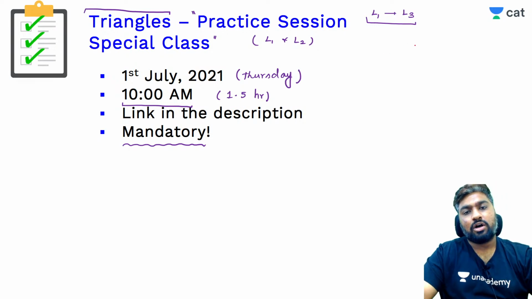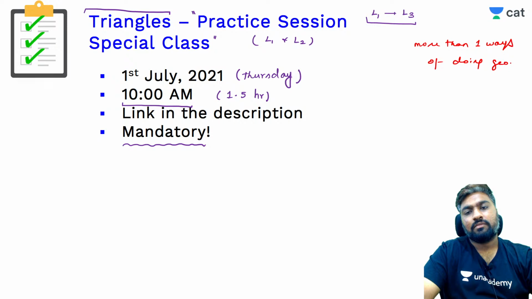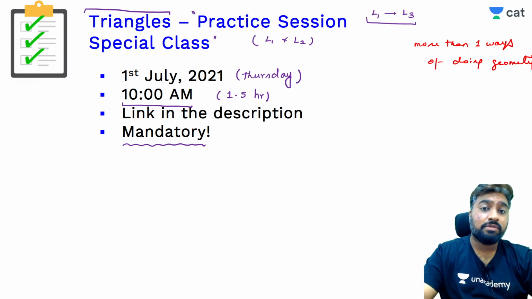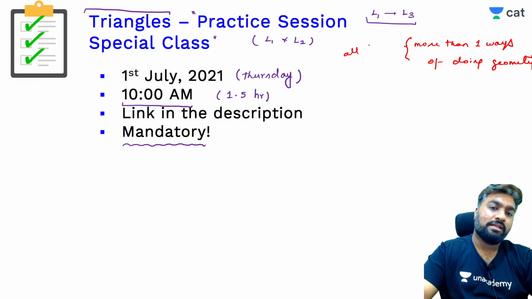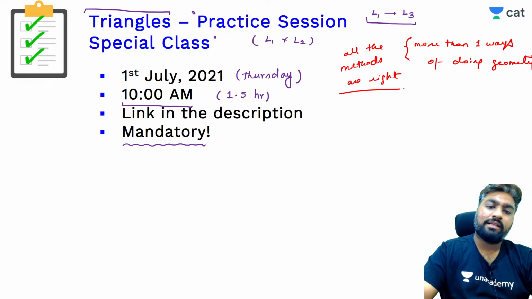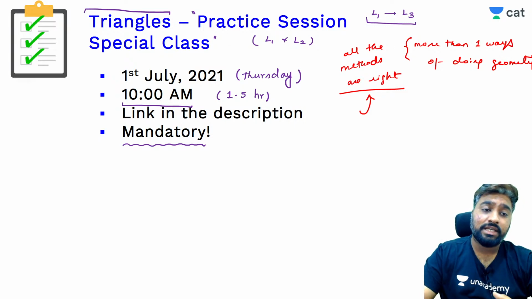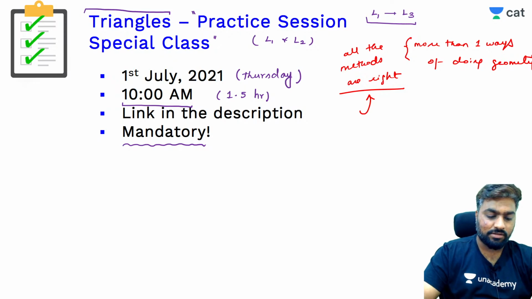Yes, there is always more than one way of doing geometry. Yes, and the best part about that is what? All the methods are right. कोई मेथड गलत नहीं है यहाँ पे, ज्योमेट्री में कोई मेथड गलत नहीं है, all the methods are right. Yes, so we'll be discussing different theorems, we'll be also seeing how alternatively you can answer those questions.